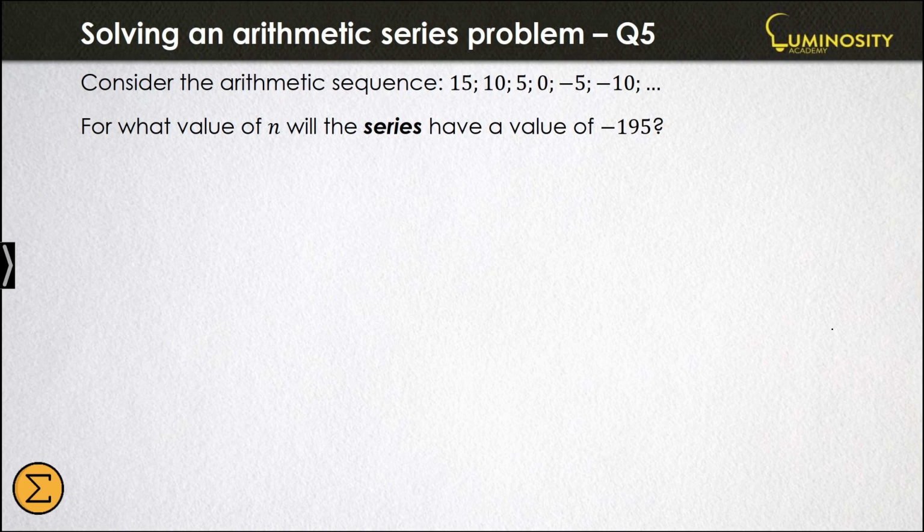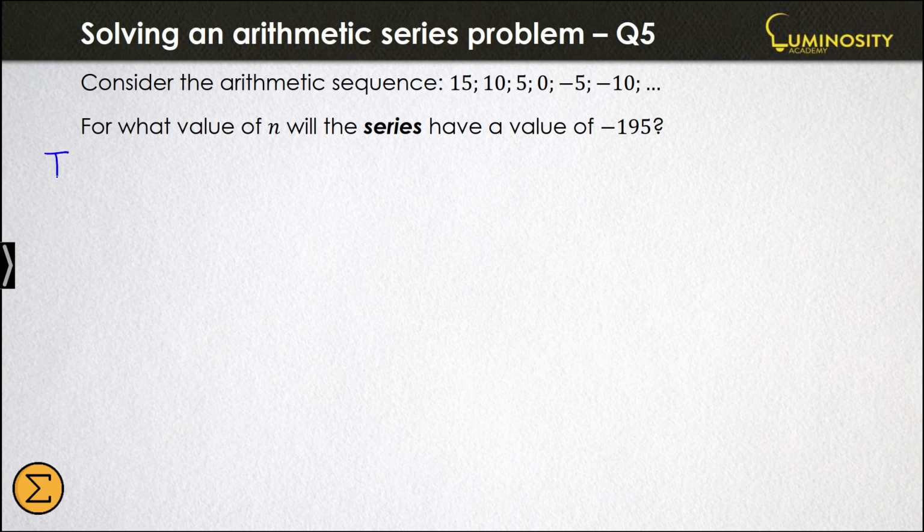Consider this arithmetic sequence: 15, 10, 5, 0, -5, -10, and so on. For what value of n will the series have a value of -195? So let's first of all understand what this question is asking.